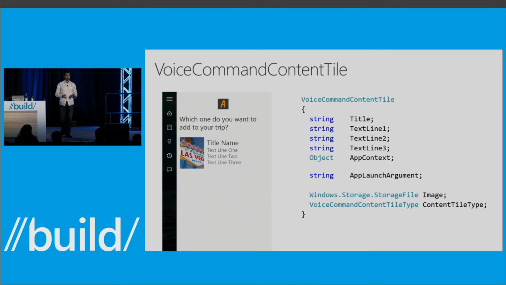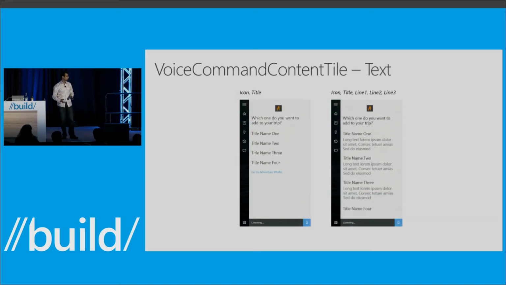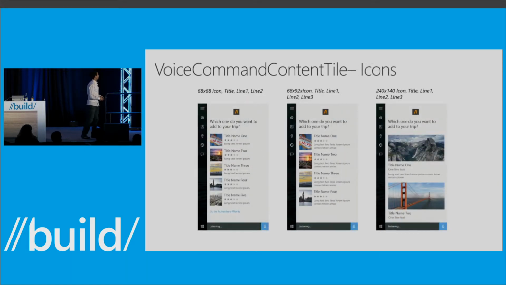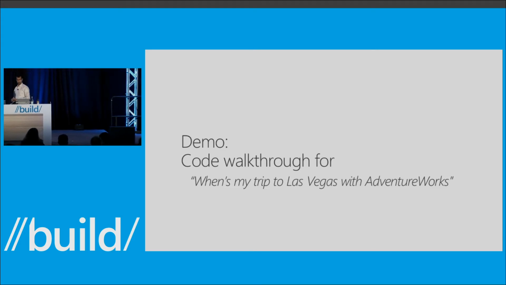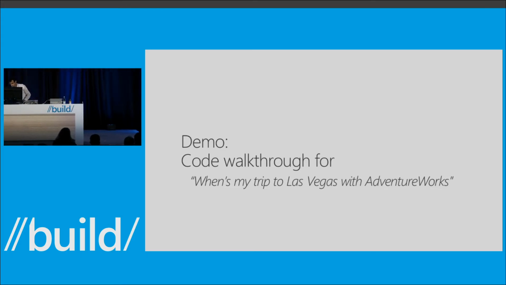How this data is laid out in Cortana's canvas is actually controlled by the voice command content tile type enum. And that enum controls whether that data is laid out in various text formats or in various formats using square images, tall images, landscape wide images. So at this point, we know enough that let's take a look at the implementation behind the demo I did earlier related to when's my trip to Las Vegas with AdventureWorks.